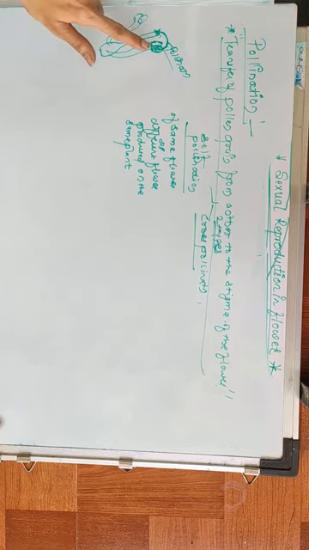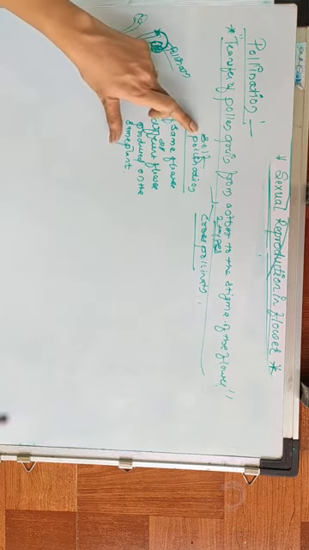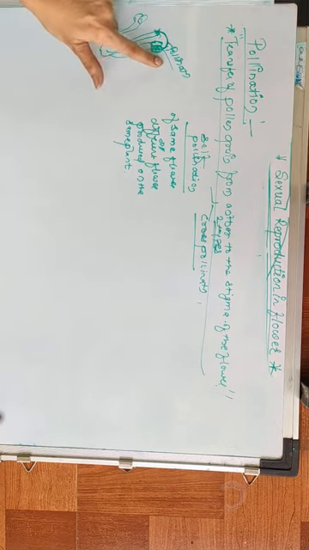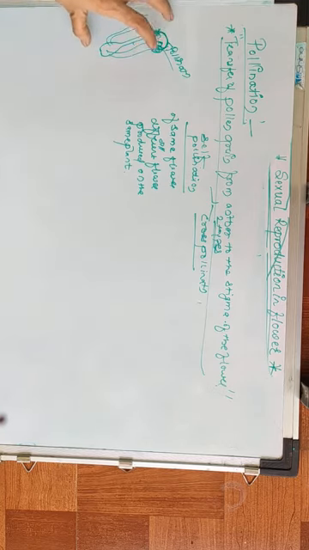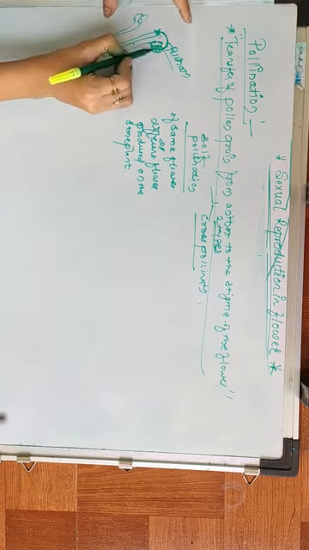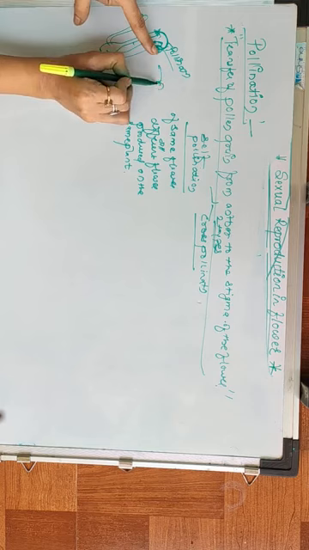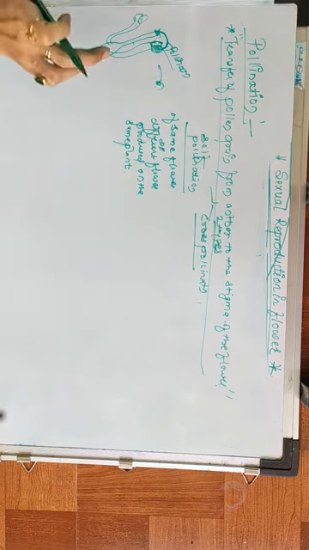What do you mean by self-pollination? I said that transfer of pollen grain from anther to the stigma is known as pollination. But pollination has two types, either self-pollination or cross-pollination. So what do you mean by self-pollination? Transfer of pollen grain from anther to the stigma of the same flower. Otherwise, transfer of pollen grain to the stigma of another flower, but of the same plant.